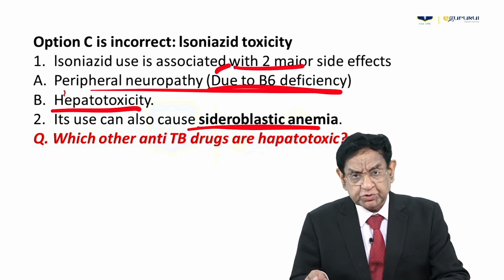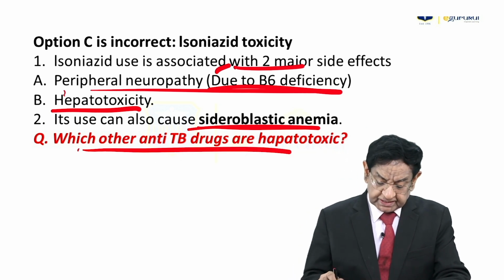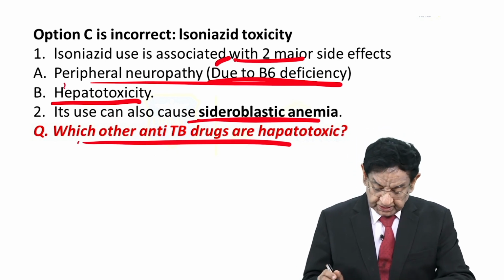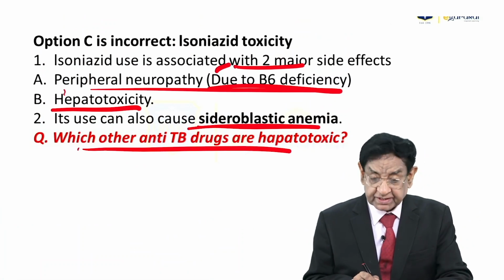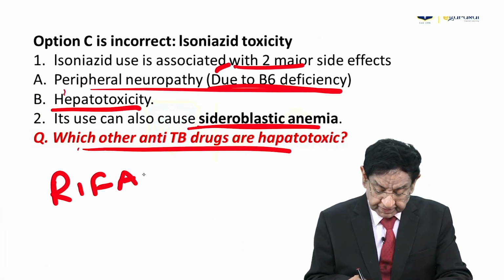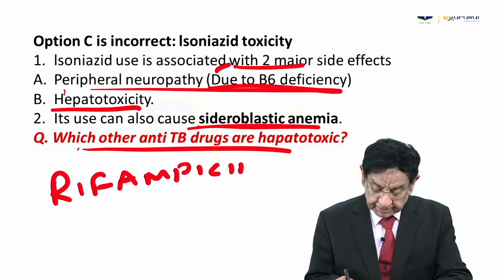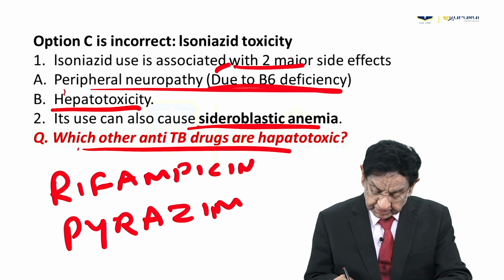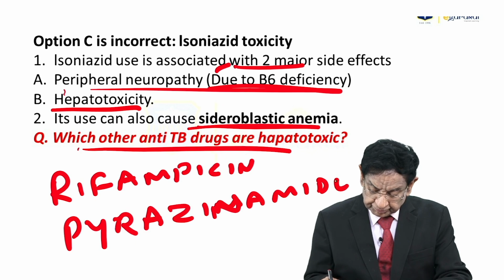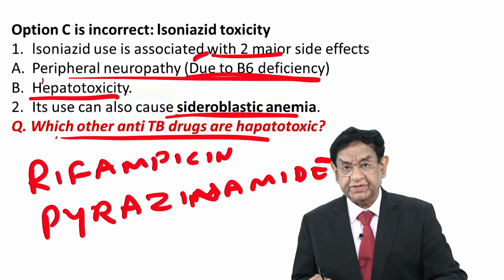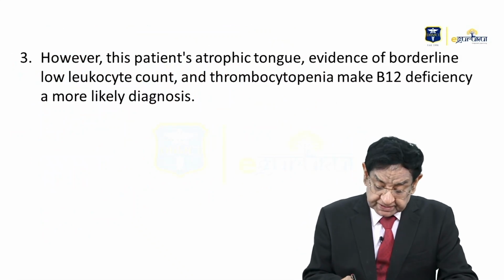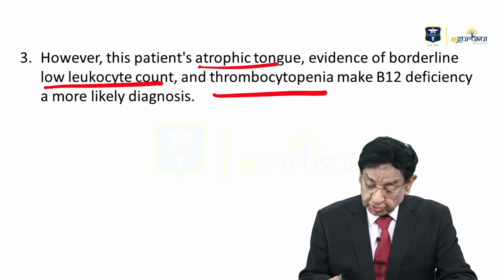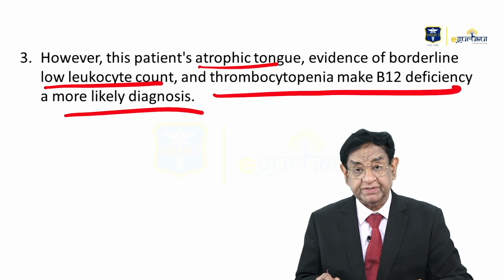Now I have one more question for you. Which other antitubercular drugs are also hepatotoxic? Stop the video. Well, the answer is rifampicin and pyrazinamide. There are also other antitubercular drugs which are hepatotoxic. Well, in our patient there is an atrophic tongue, and there is a low TLC count and thrombocytopenia. B12 deficiency is more likely in these patients.